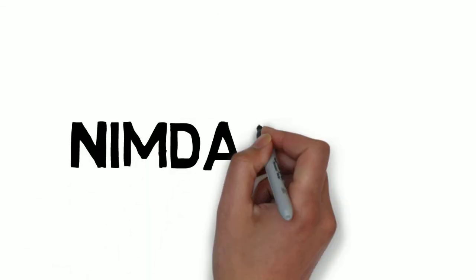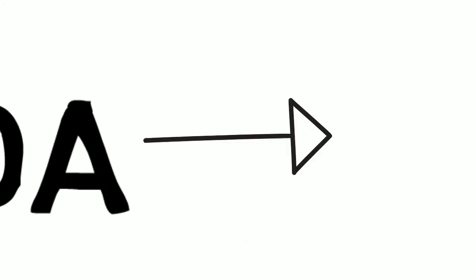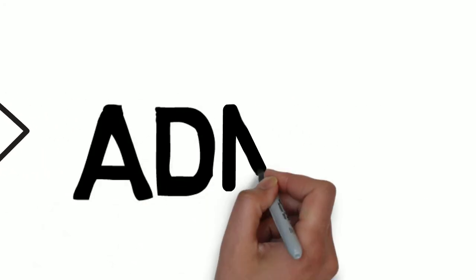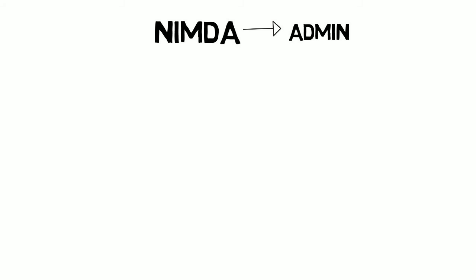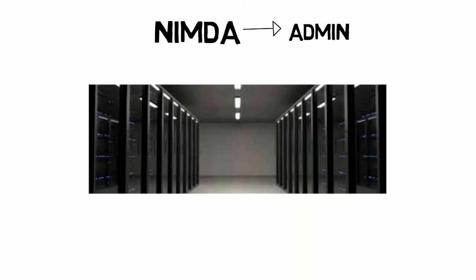Number 5 is the Nimda virus. Wait a minute, if you read it backward it becomes admin. Its primary purpose was to crawl the internet, so the target was servers. It sounds similar to a privilege escalation attack.